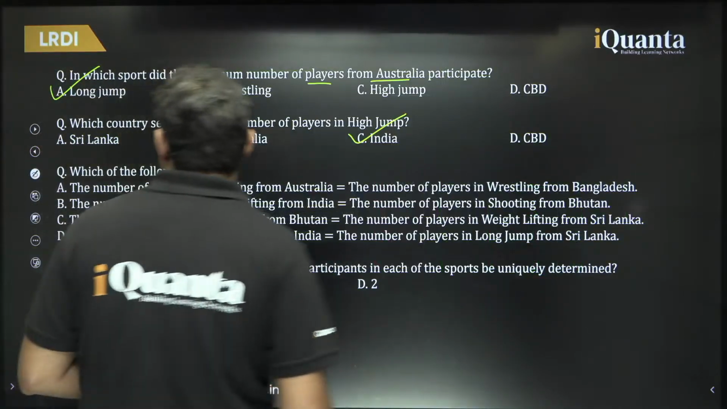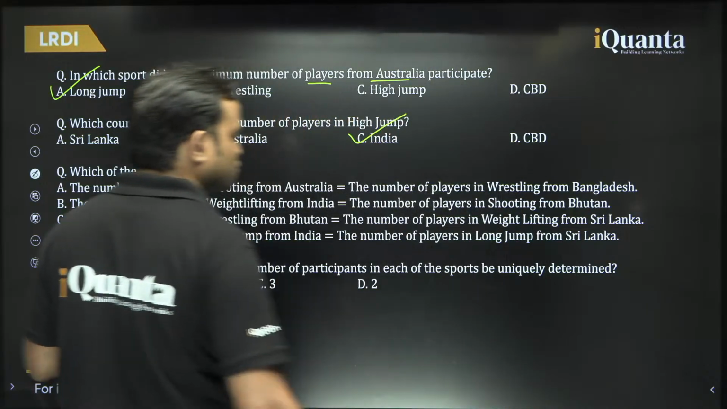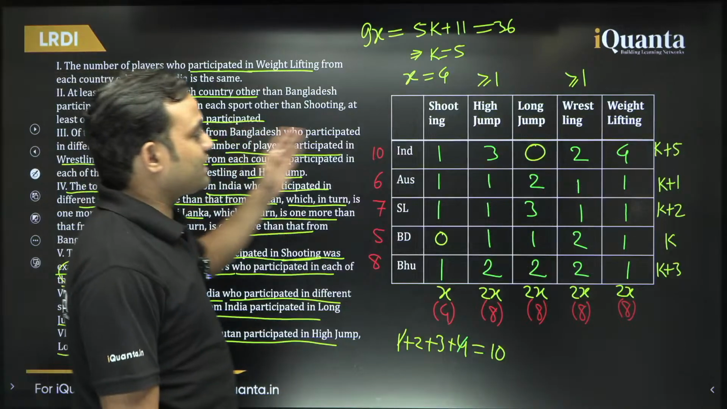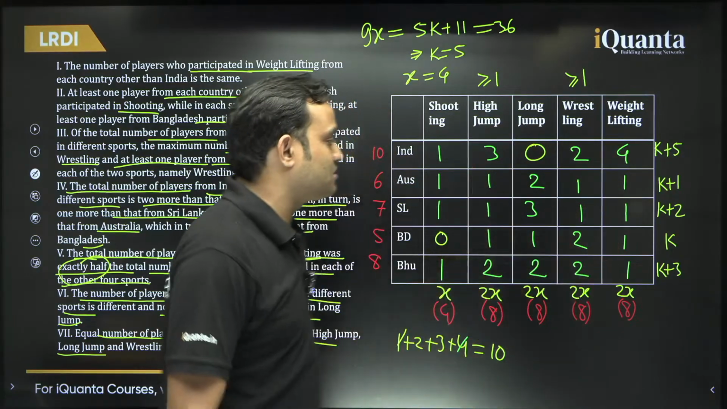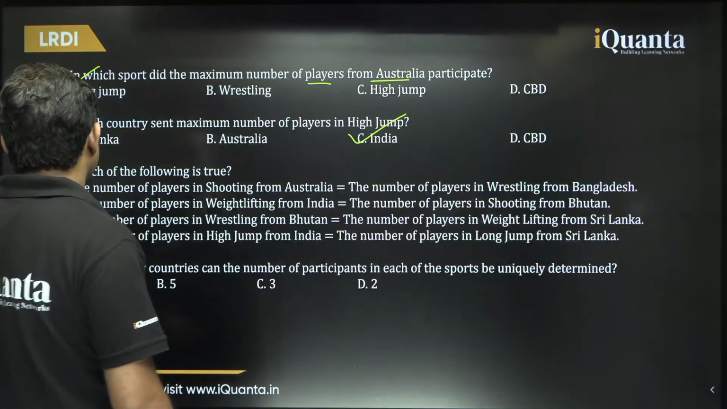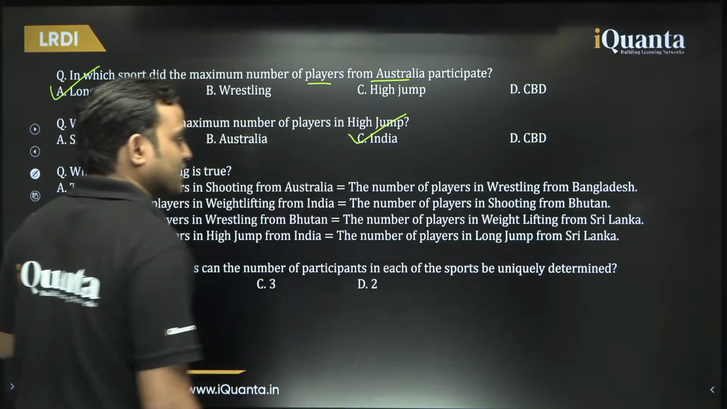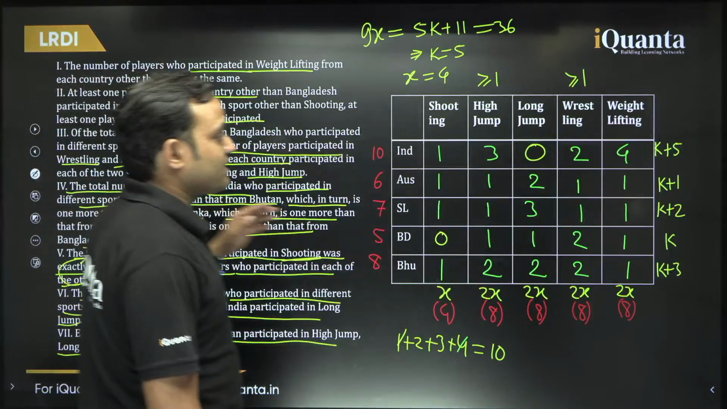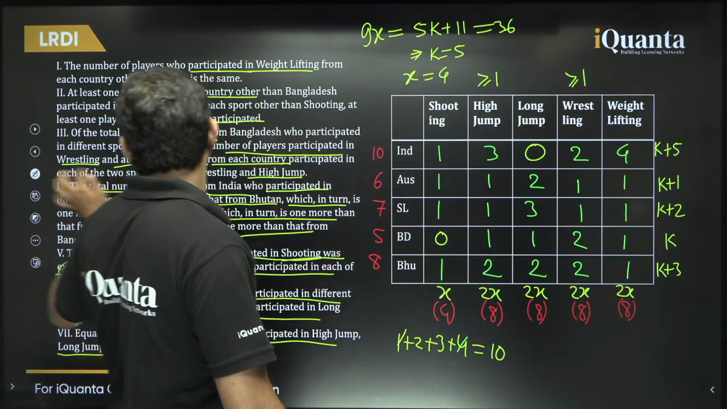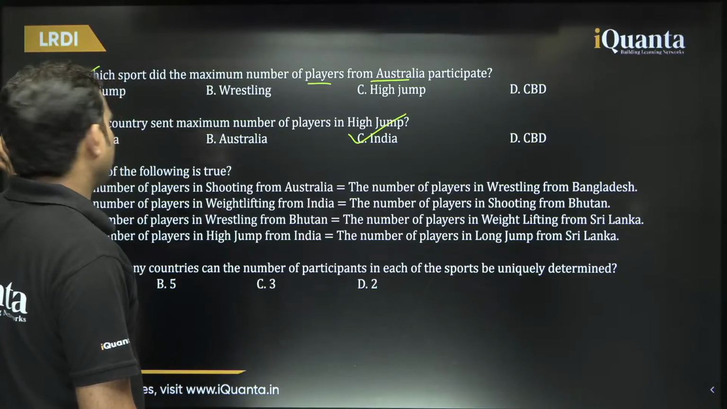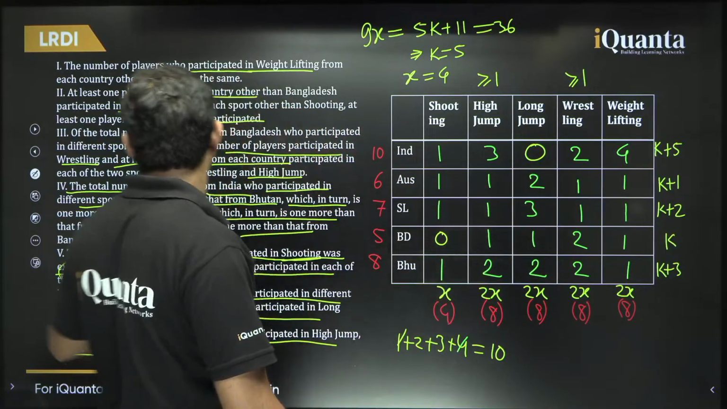Second one, the number of players in weightlifting from India, the number of players shooting from Bhutan. Weightlifting India 4, that is not equal to any of these values, let alone the Bhutan. We ignore it. The number of players in wrestling from Bhutan, the number of players weightlifting from Sri Lanka. Wrestling, Bhutan, it's 2, right? And weightlifting Sri Lanka, it's 1, not equal.